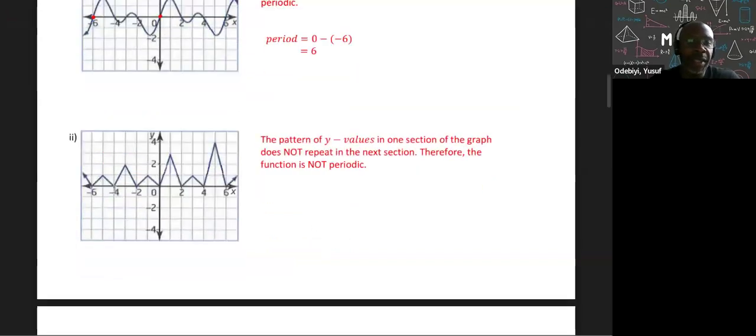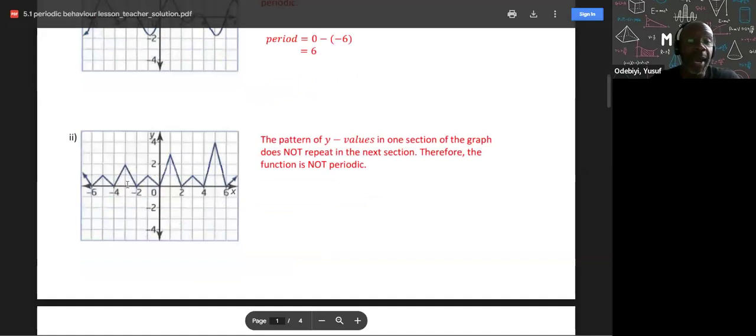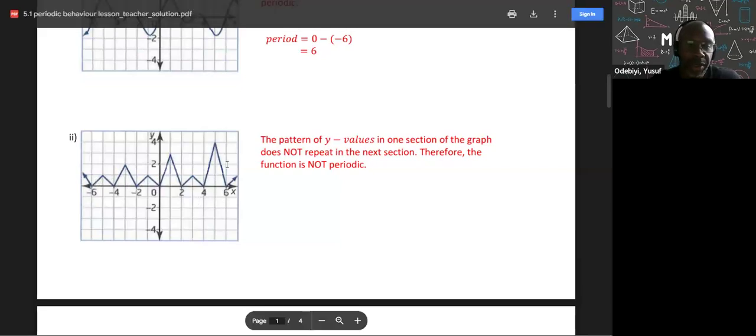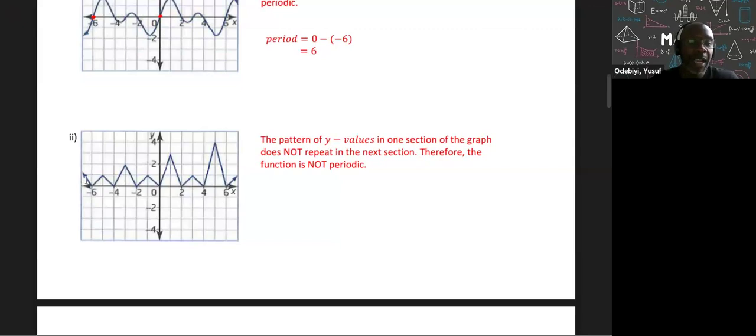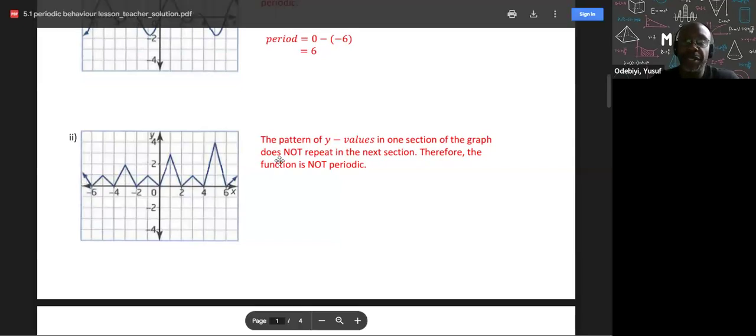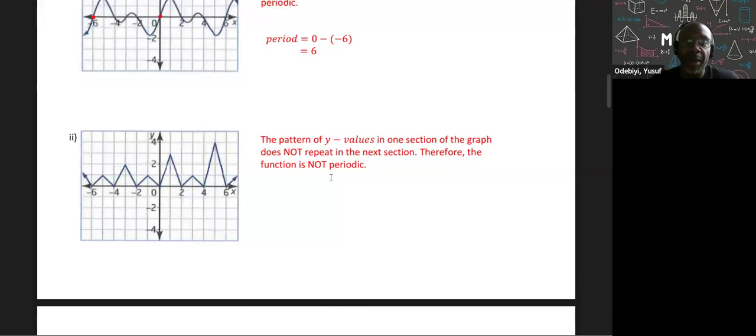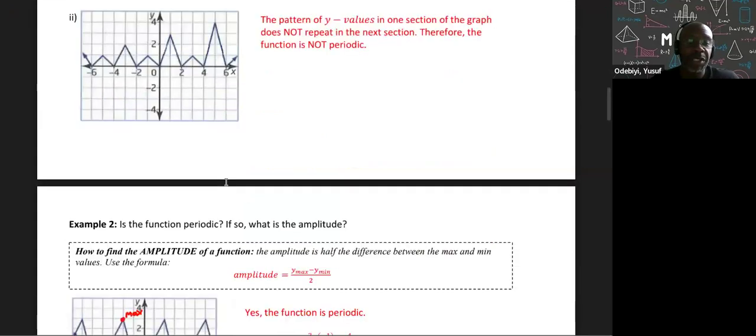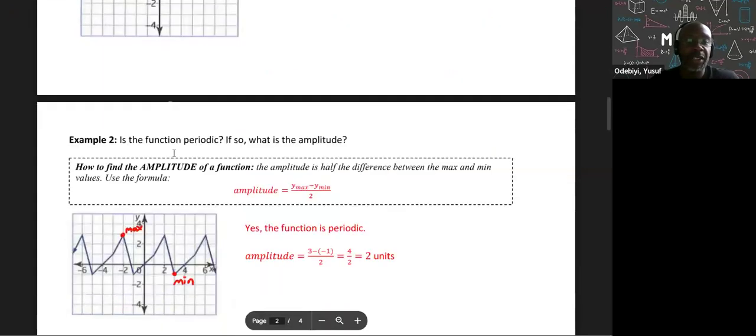Now, if I look at this function here, there's no pattern. Since there's no pattern here, this is not a periodic function. It's all random. Maybe if this was bigger, we'd see where it would repeat, but it doesn't repeat here, not from what we see. Therefore, this is not a periodic function. This one is a periodic function. This one is not. And now let's look at this one over here.